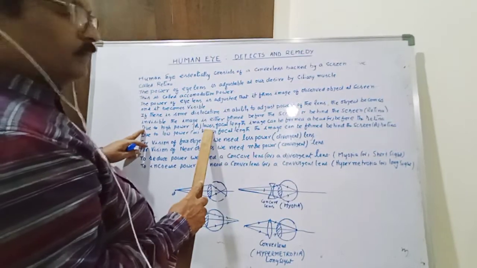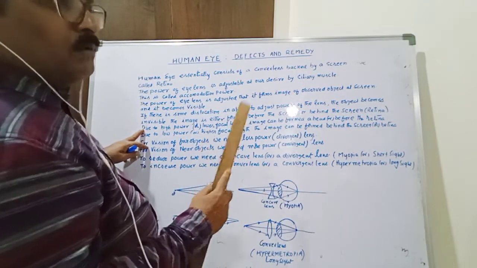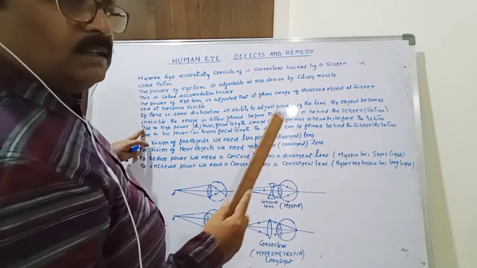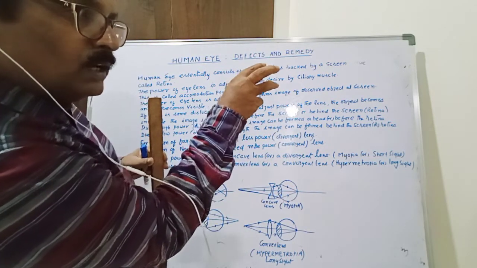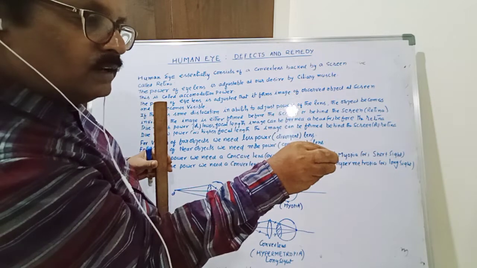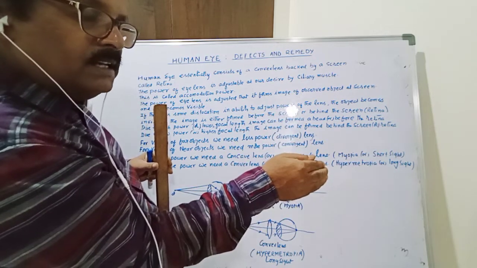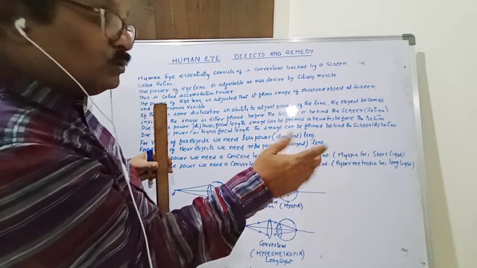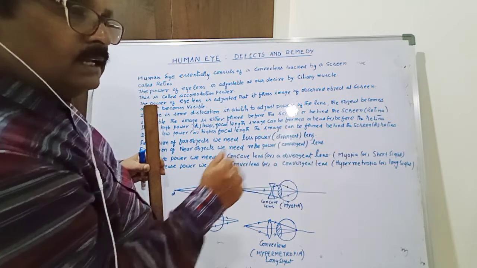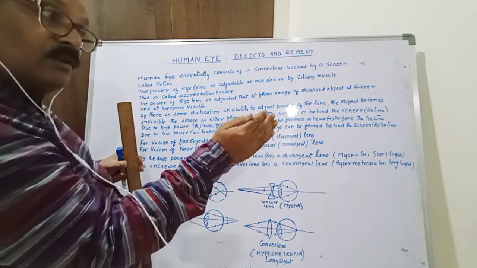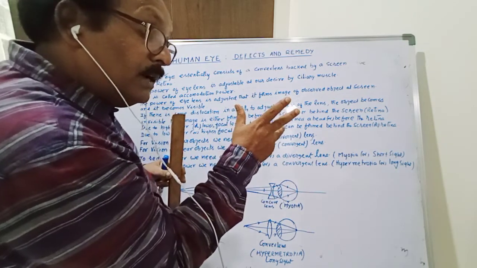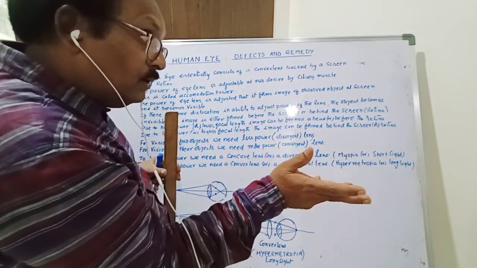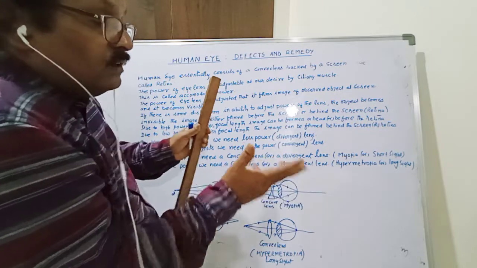So due to high power, as power increases, the focal length decreases. As focal length decreases, the eye lens converges the light at a point which is before the retina, so that the image cannot be seen clearly. Because the image is not forming on the retina, the eye is not able to accommodate the image on the retina. So definitely the eye is suffering from some defect.